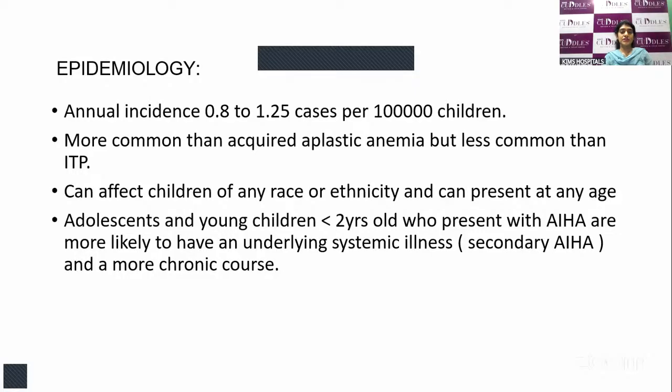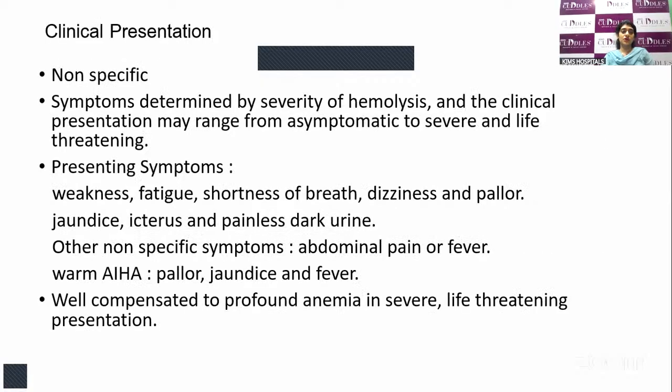Adolescents and young children less than 2 years old who present with AIHA are more likely to have an underlying systemic illness. That's called secondary AIHA, and it has a more chronic course. Clinical presentation is non-specific. Symptoms are determined by the severity of hemolysis, and presentation may range from asymptomatic to severe life-threatening features. Presenting symptoms include weakness, fatigue, shortness of breath, dizziness, pallor, jaundice, icterus, and painless dark urine. Other non-specific symptoms include abdominal pain or fever.